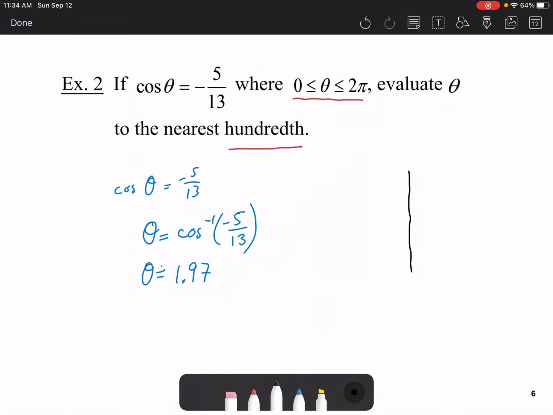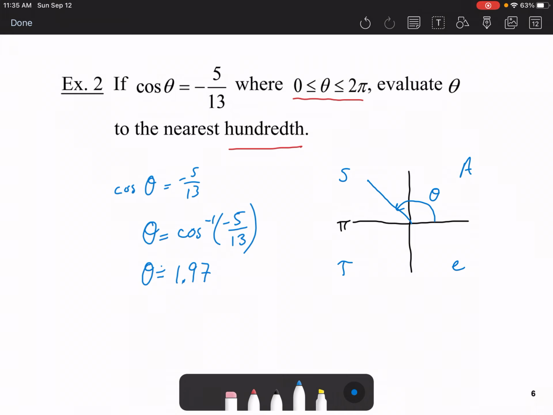Well then, where is 1.97? Maybe it'll help us out. Well, again, this is the value of pi, or 3.14. 1.97 would just be somewhere in this quadrant right here. And this would give you the value of theta. Well, according to the CAST rule, this is definitely one of the locations where sine is positive or cosine is negative.